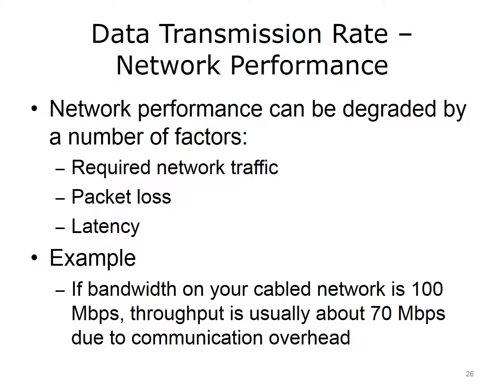Network performance can be degraded by a number of factors, such as other required network traffic, packet loss, or latency. Therefore, network throughput can be significantly lower than its bandwidth. For example, the bandwidth of a home network might be 100 megabits per second using typical network cabling. Typical throughput, however, is usually only about 70 megabits per second. Therefore, this network loses about a third of its bandwidth due to what is referred to as communication overhead.